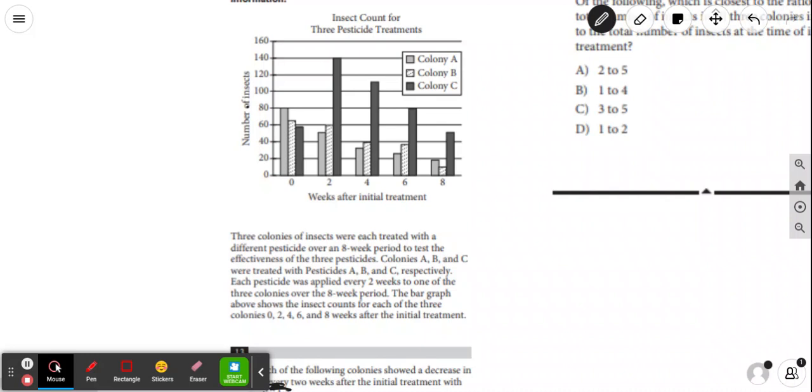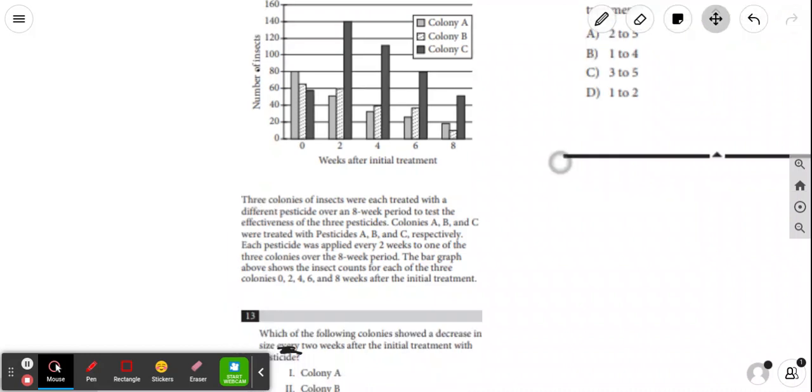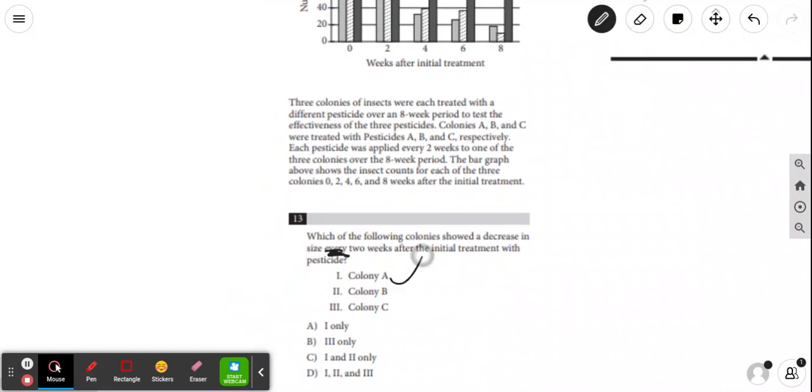Colony C is not. It's doing its own thing. It does reduce after week 2, but from 0 to 2 it goes up. That's not a decrease every week, and the keyword is every. So colony A, colony B. I like check marking here to make it a little bit easier when I'm circling these. So 1 and 2 should be choice C. Move on.